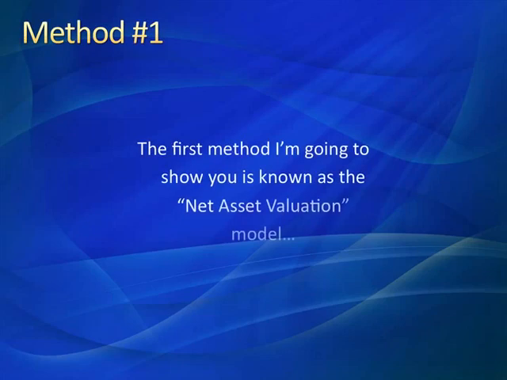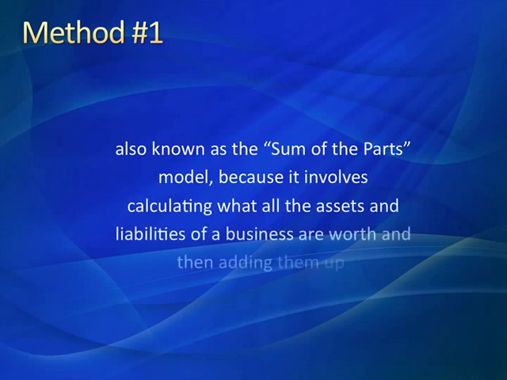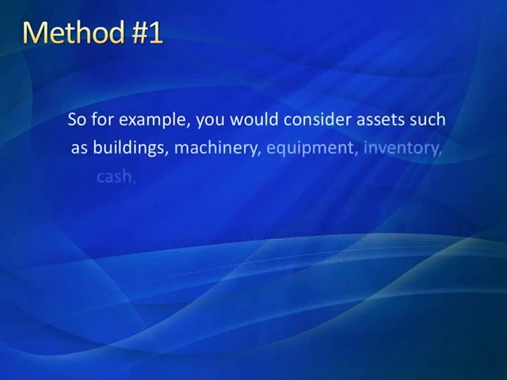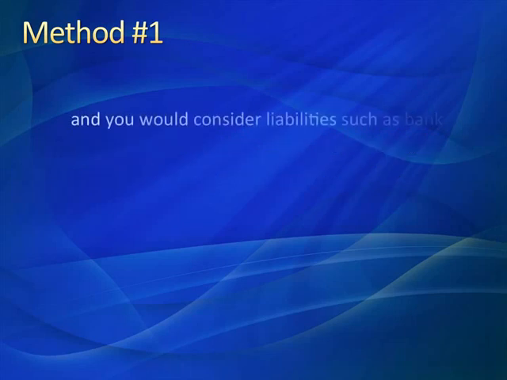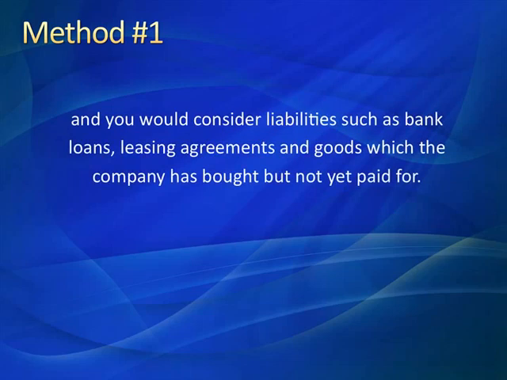The first method I'm going to show you is known as the Net Asset Valuation Model, also known as the Sum of the Parts model, because it involves calculating what all the assets and liabilities of a business are worth and then adding them up. So for example, you would consider assets such as buildings, machinery, equipment, inventory, cash, company investments and so on, and you would consider liabilities such as bank loans, leasing agreements and goods which the company has bought but not yet paid for.